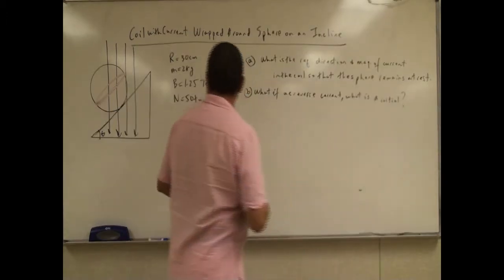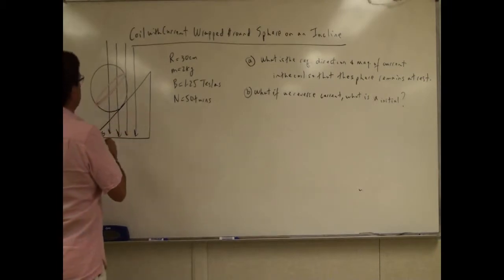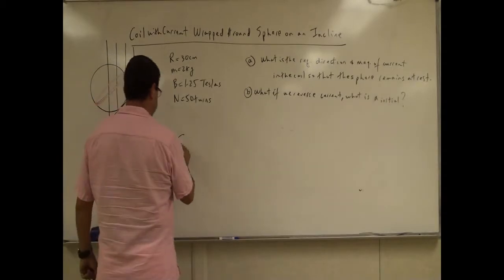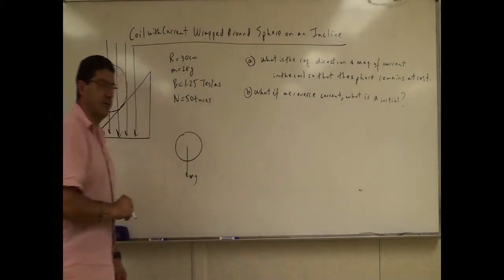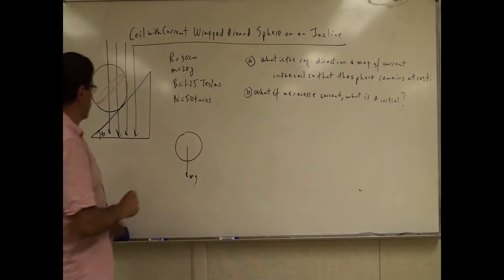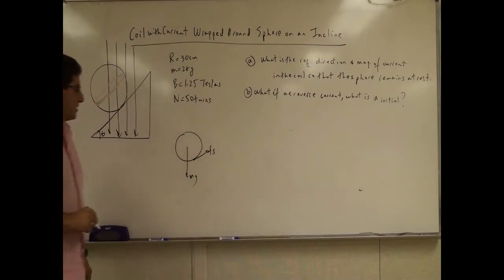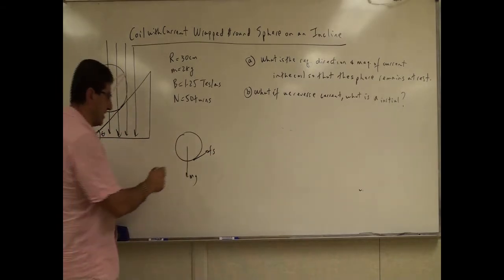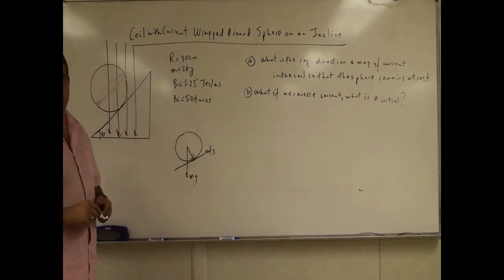Okay, so let's calculate this now. Let's look at the forces and torques on the ball. So we have here mg. This is a little bit of review of physics 1 material, and then we have here the friction force up, Fs. The mg is pointing at the center of the sphere, so it applies no torque. The only force applying a torque is the friction force.